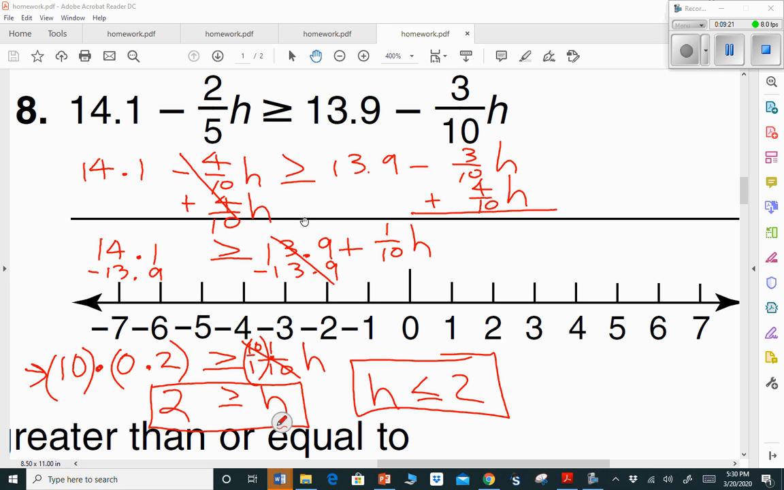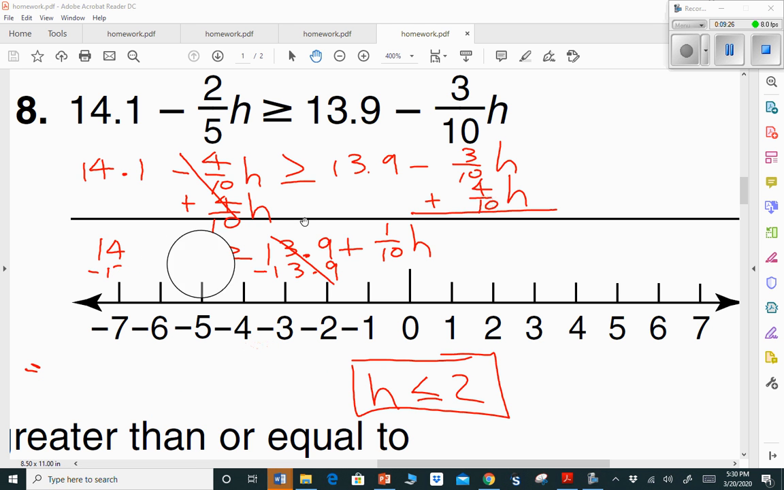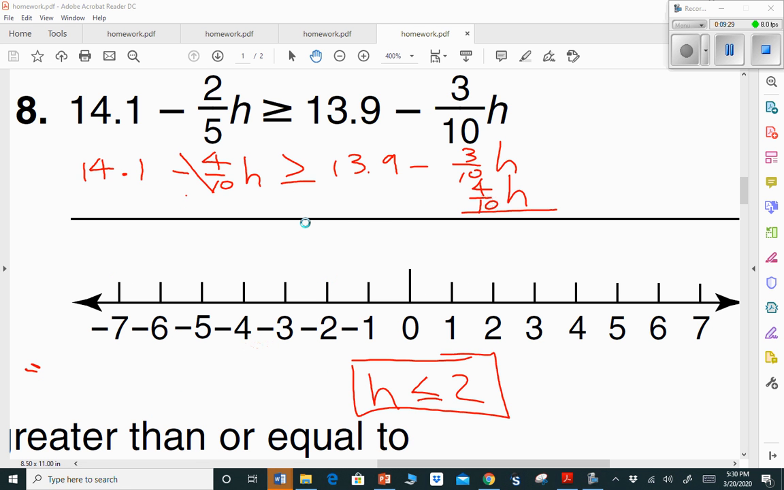And then I can graph it easily. I'm going to get rid of some of this extra stuff here. So we can graph. Put a circle on the 2. If the h is on the left, then this points the way that our arrow is going to go. Put arrow on the end. And there is an or equal to, so we fill in the circle. This says that h is less than or equal to 2. And you need both things, this statement and the graph.